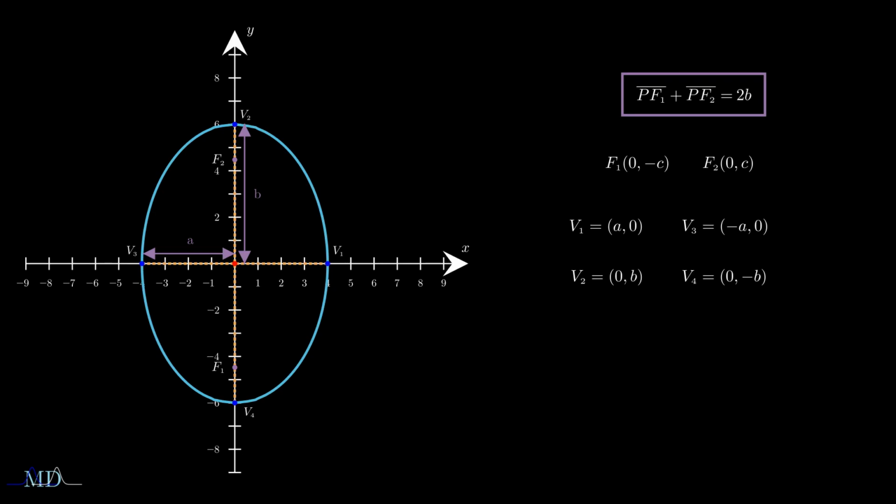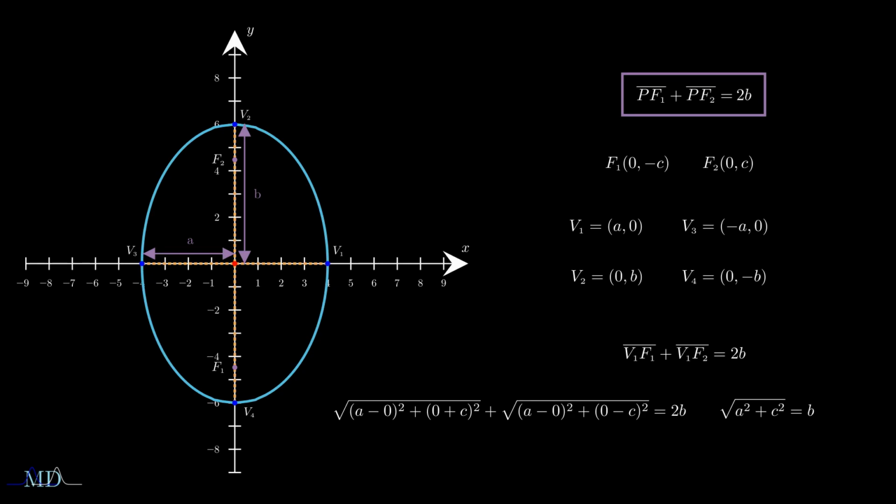Let's calculate now the value of c. In the previous case it was equal to square root of a squared minus b squared. But it's impossible now, because b squared is bigger than a squared. We know that V1 F1 plus V1 F2 equals 2b. Using the coordinates of the 3 points, we get that b equals square root of a squared plus c squared. Therefore c equals square root of b squared minus a squared.